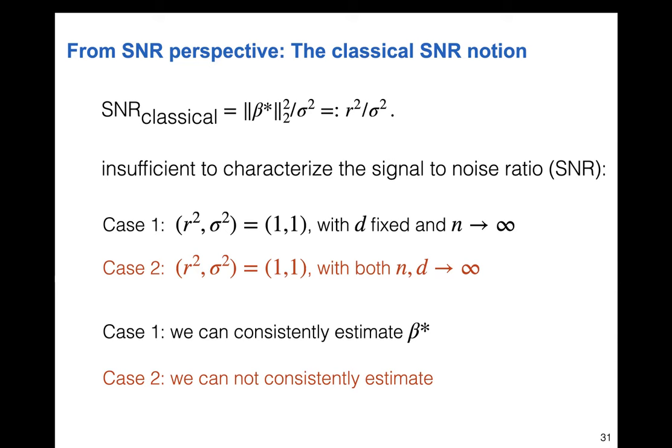So the consequence for these two cases is, in the first case, we can consistently estimate beta star. This is what we learn in classical asymptotics, the central limit theorem, or model-based central limit theorems, or more simply, the strong law of large numbers. In case two, because we are also sending the dimensionality D to infinity, although we have the same signal, R squared equal to 1, each coordinate is diminishing. So we cannot estimate beta star consistently. Qualitatively, case two is a much more difficult problem, and it corresponds to weak signal to noise ratio, although the classical SNR gives you the same value, because each coordinate of beta is diminishing.